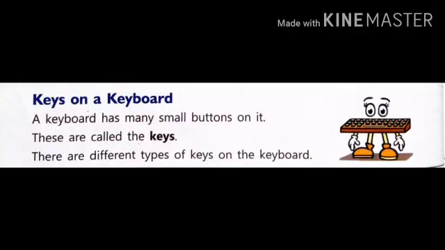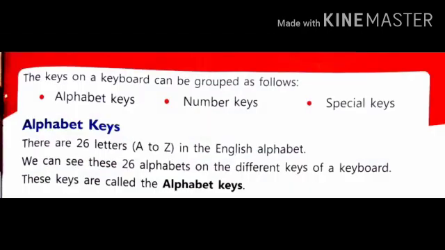Now, keys on a keyboard. A keyboard has many small buttons on it. These are called the keys. There are different types of keys on the keyboard. Now we will learn about them. The keys on a keyboard can be grouped as follows: alphabet keys, number keys, and special keys.